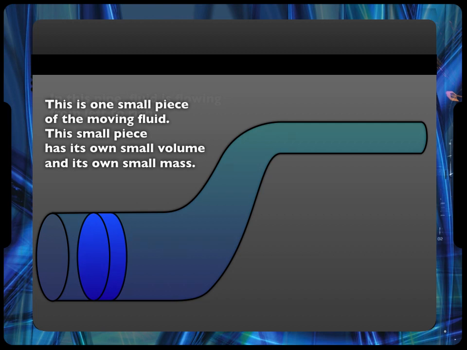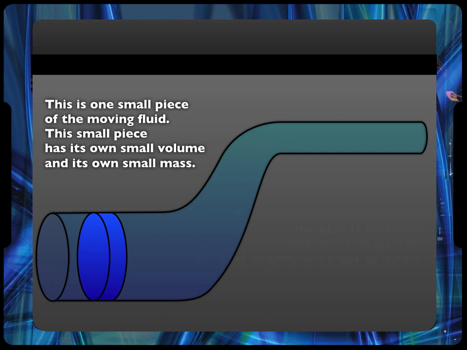We're going to look at one small piece of that fluid as it moves through the pipe. So there's one small piece moving from left to right. It has its own volume and its own mass. The mass and volume won't change because the density of this fluid is constant. That's what an incompressible fluid means.